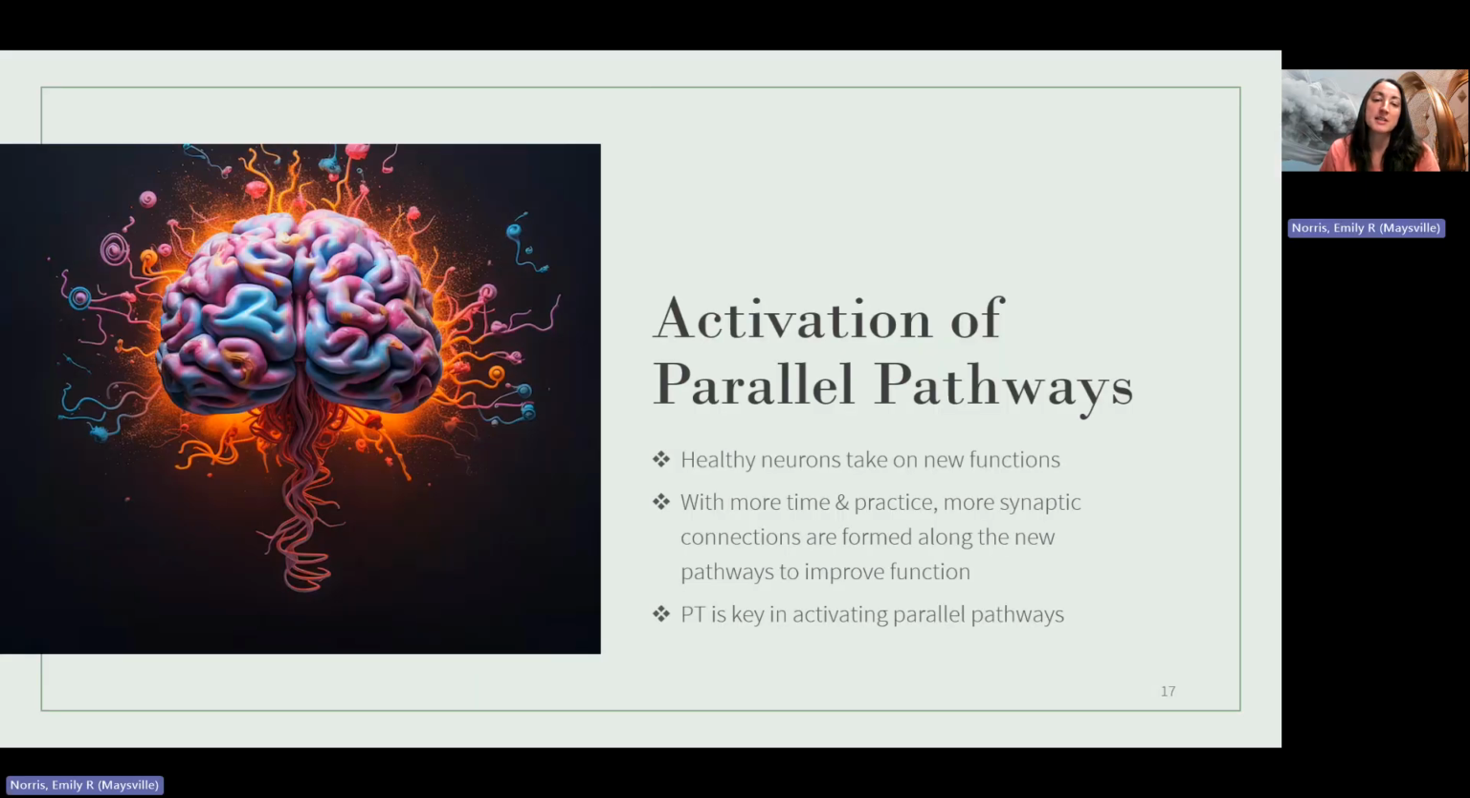Activation of parallel pathways. So this is when healthy neurons take on new functions. With more time, with more practice, more synaptic connections are formed along the new pathways to improve your function. And physical therapy is key in activating parallel pathways. So the more movement, the more functional things that they do, the more pathways that begin to activate.